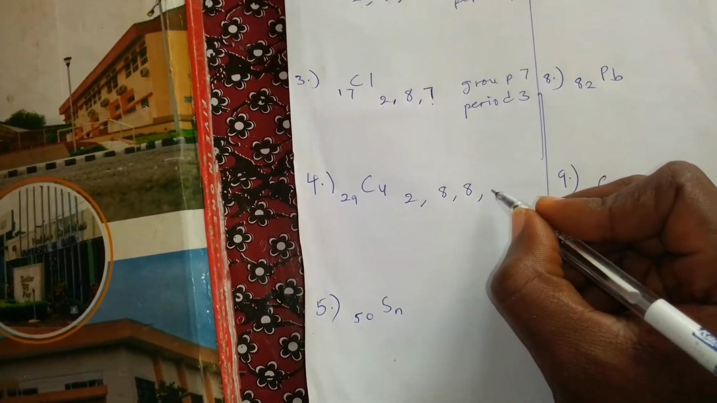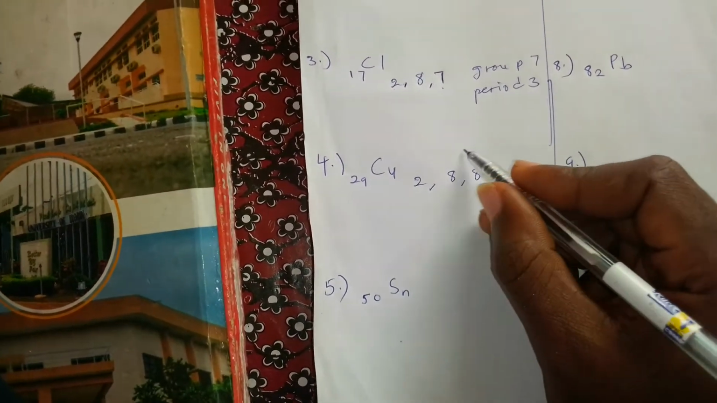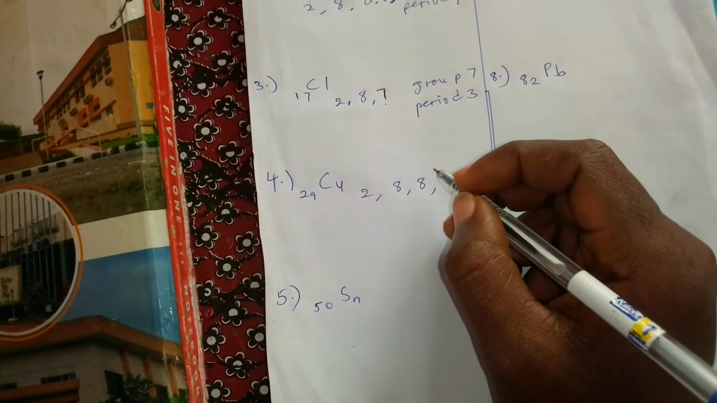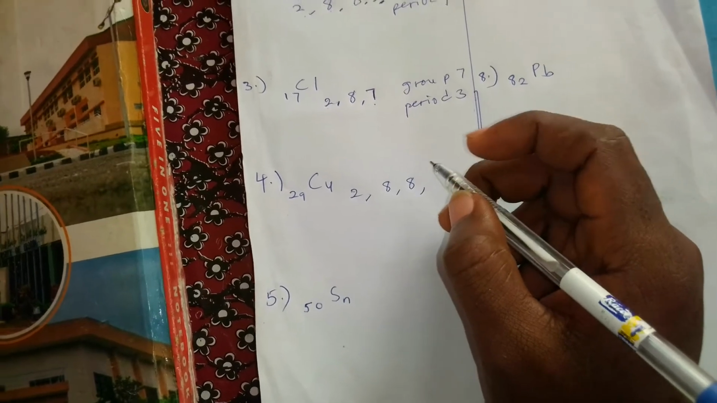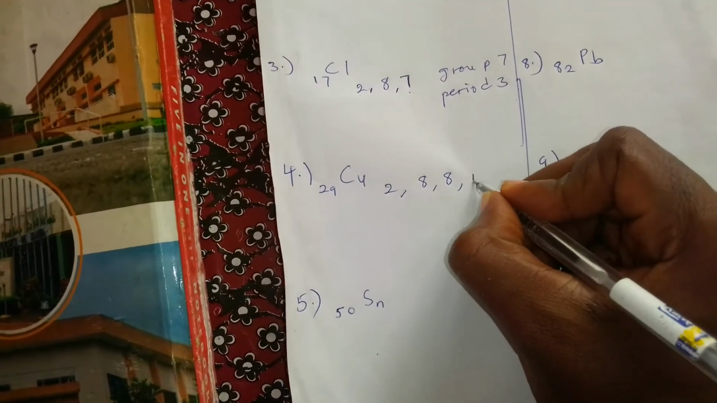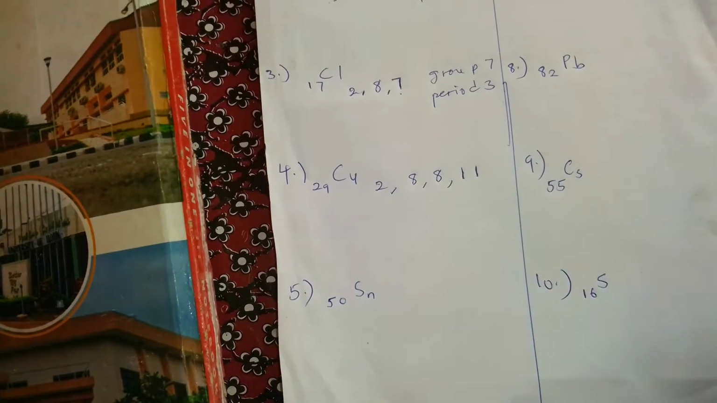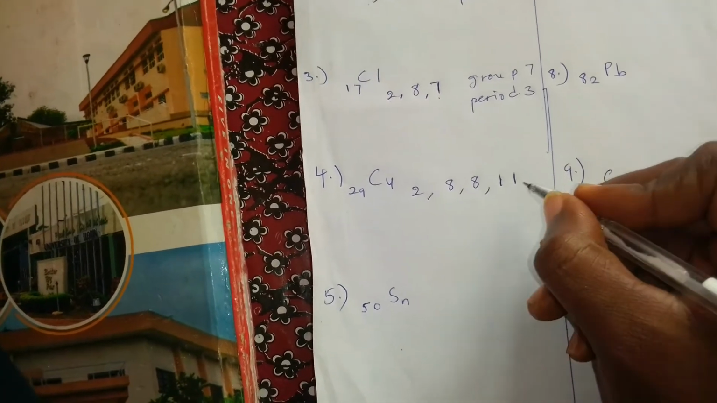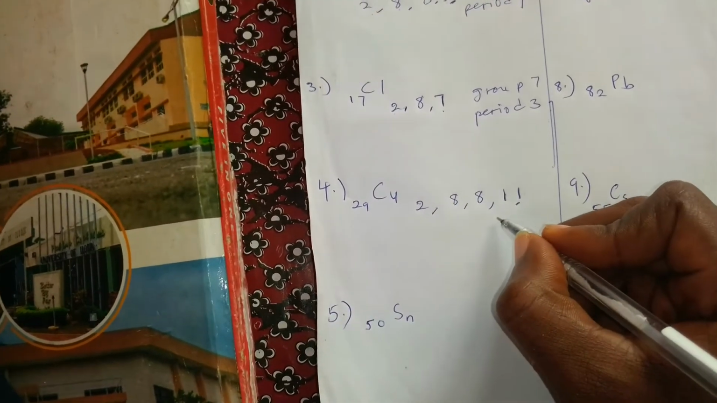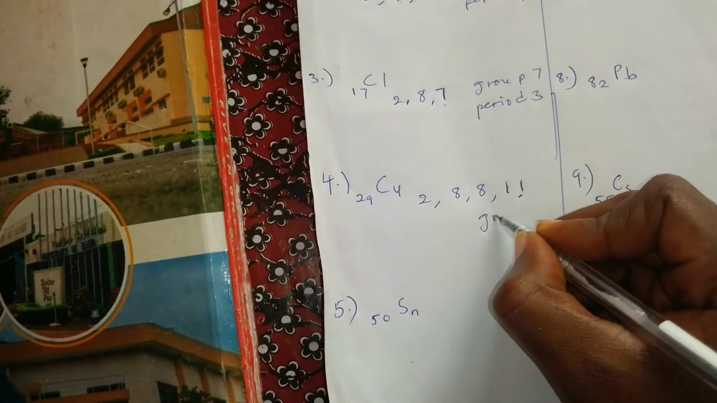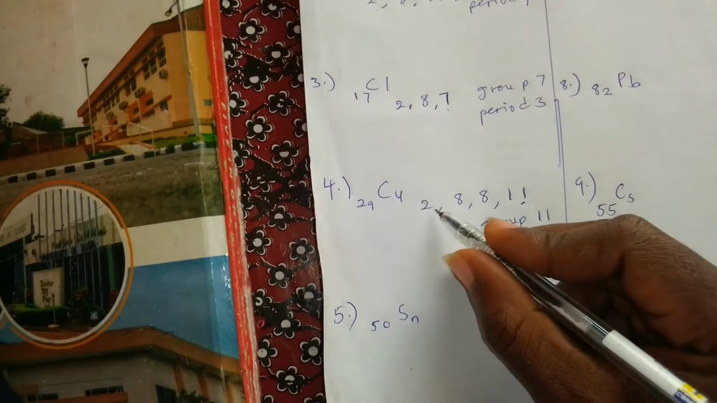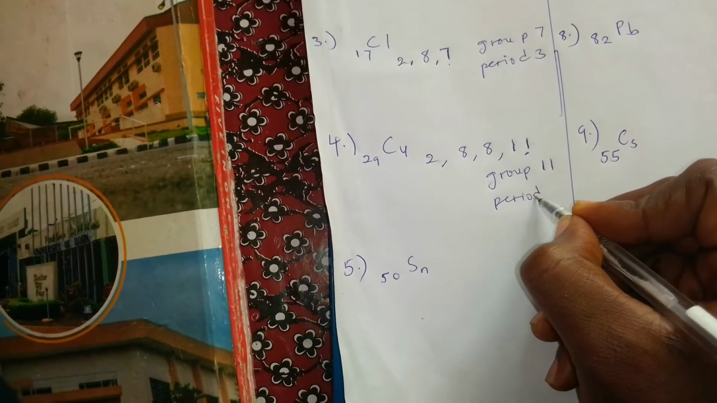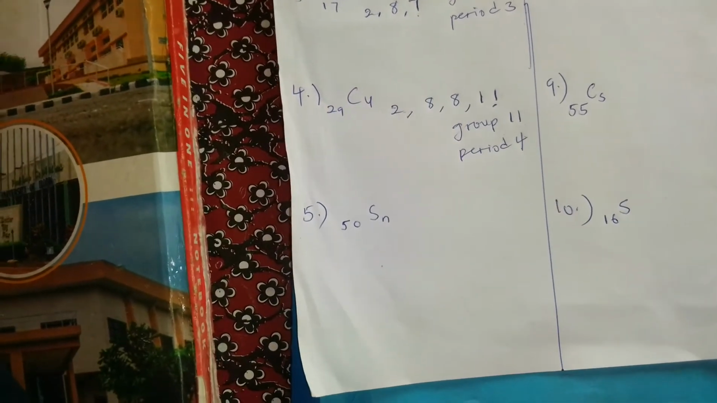So we have to look for a number that we add to what we have here already to give you this 29. So 2 plus 8 is 10, plus 8 is 18. So 29 minus 18 is what? It is 11. So that means it is 11 that you are going to write here, because this 11 plus what we have here will give you 29. So since 11 is the last number here, that means copper is in group 11. If you count 1, 2, 3, 4, that means it's in period 4. I hope we are getting it.